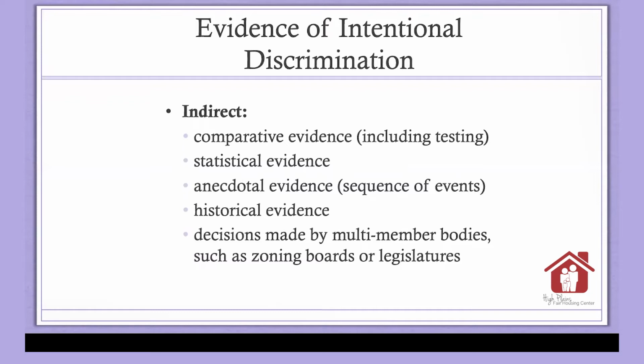Historical evidence of who has been rented to or sold to in the past. And it can include things like in instances where we're looking at decisions made by governmental bodies or boards or organizations, zoning boards, legislatures. Those are often you're going to have to look at indirect evidence because decisions are usually made for a wide variety of reasons.